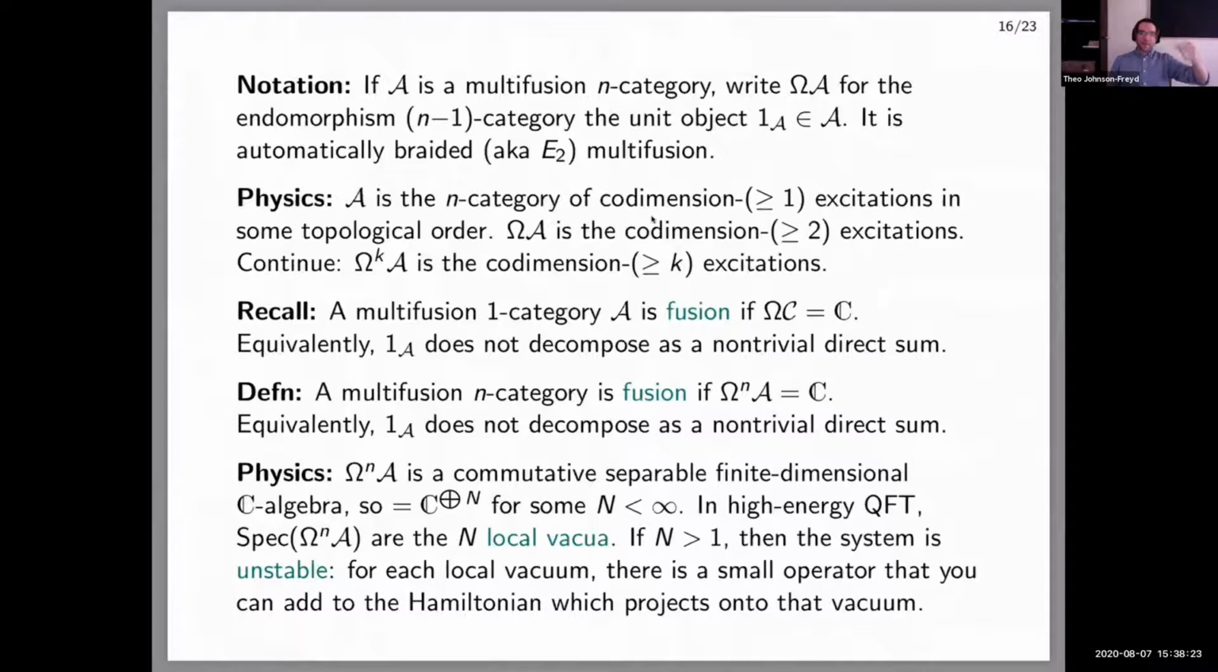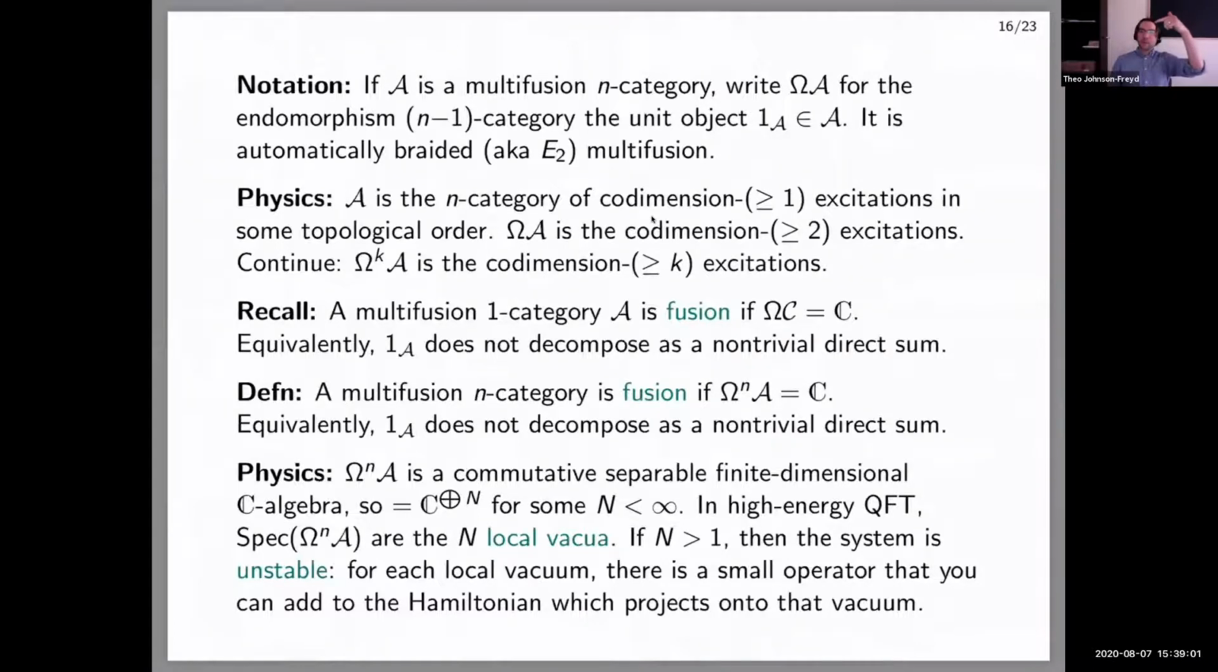If I have a multifusion n-category A, I'm going to write ΩA, the loop space of A, for the endomorphisms of the unit object. That's automatically a multifusion (n-1)-category. My multifusion n-category is supposed to be all the excitations in my topological order. The loop space of A is all the excitations that have codimension at least 2 in space-time. And continuing on, I could keep looping and looping. So you could loop all the way to the top.